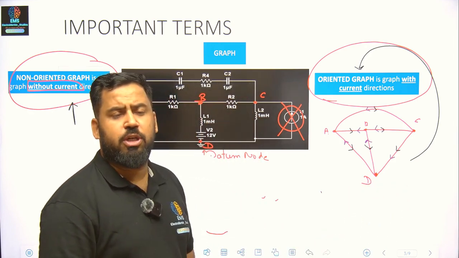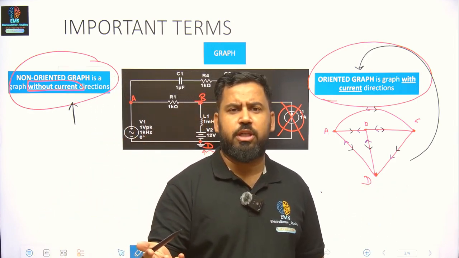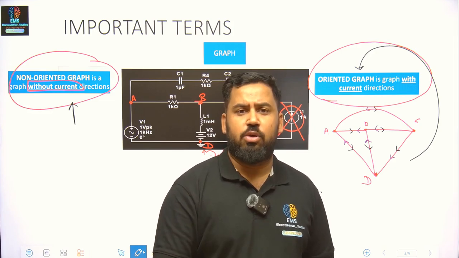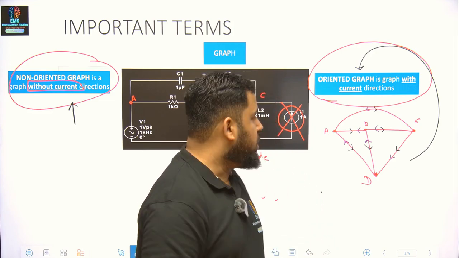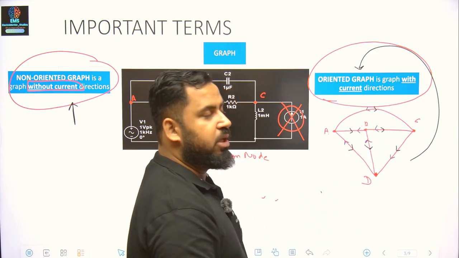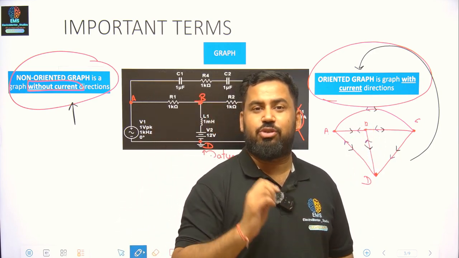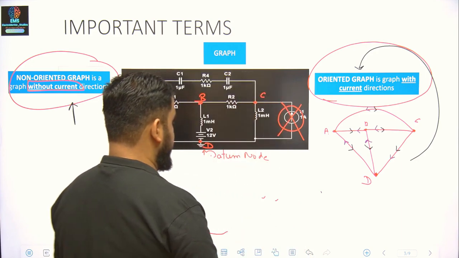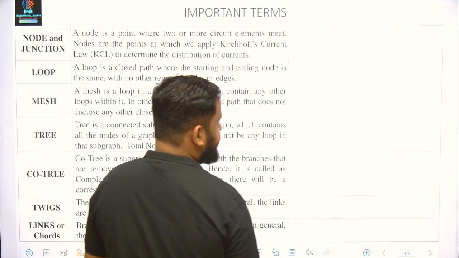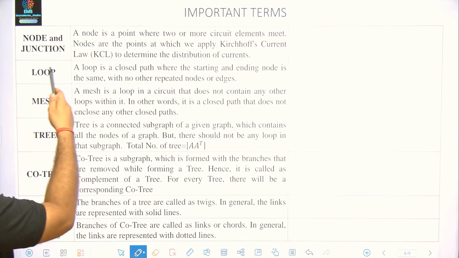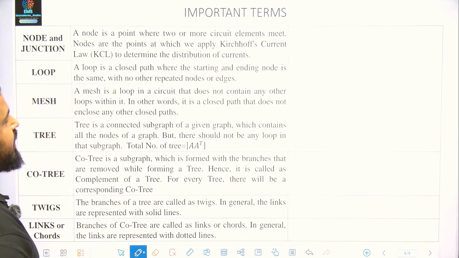Yes, you can always put the directions the way you want. Okay, there are no restrictions. But once you have put on the directions, those directions are fixed. You cannot change those directions. Okay, so moving ahead, these are the basic terminologies which we use in the graph.